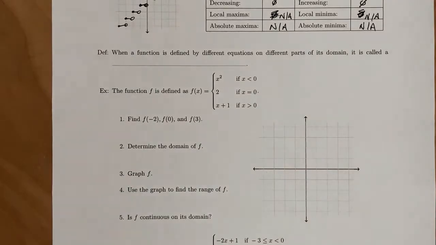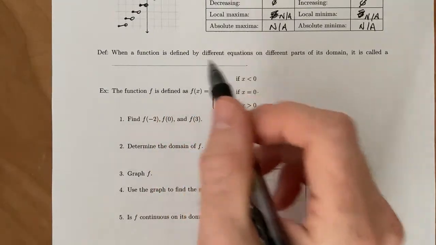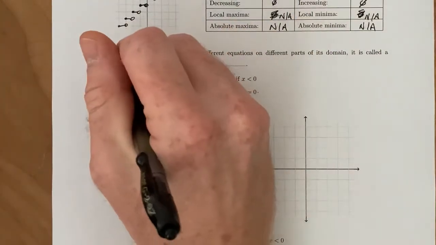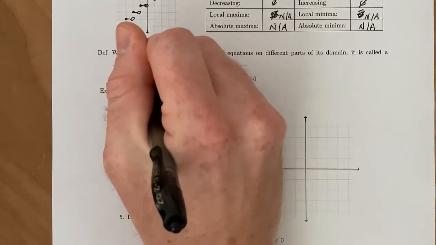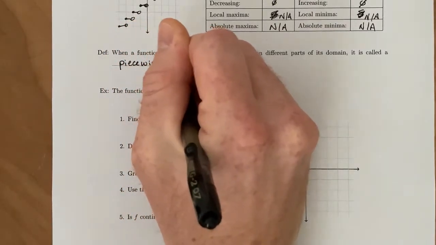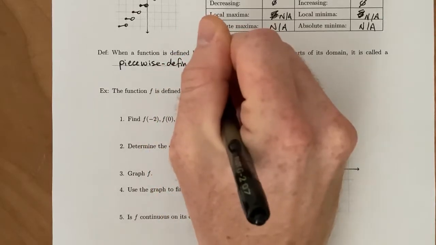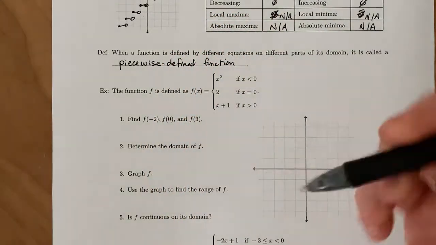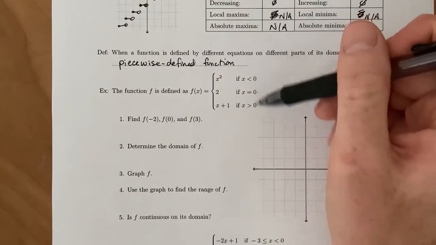So the next thing we need to do is define functions that have different definitions on different parts of their domain. So when a function is defined by different equations on different parts of its domain, it is called a piecewise defined function. Right, for instance, this is an example of a piecewise defined function.